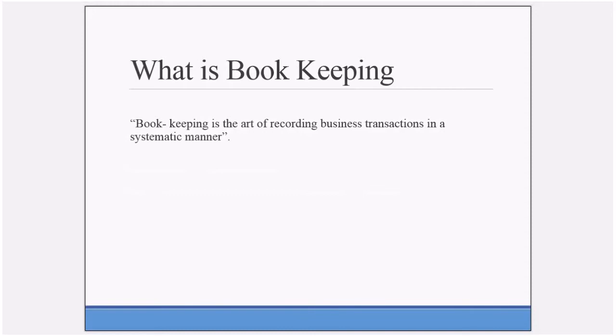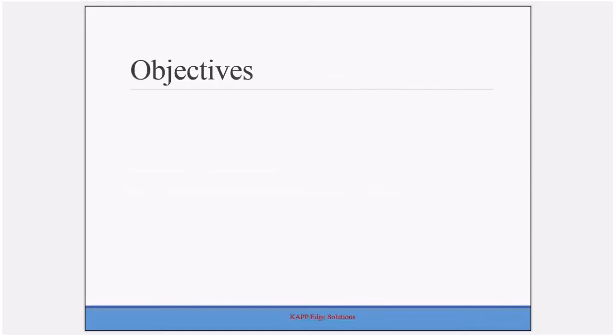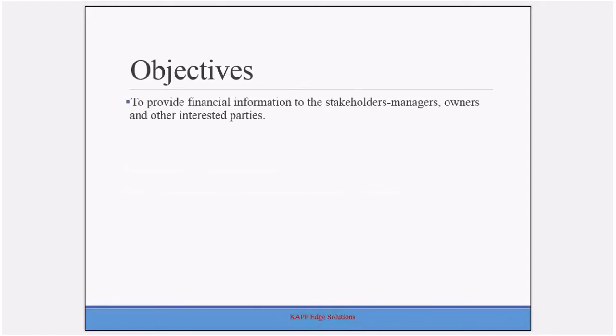Let's move to the next topic, which is the objective of having accounting. The most important purpose of accounting is to provide financial information to the stakeholders, to the managers, owners, and all interested parties who can be directly or indirectly interested in the business, to keep a systematic record. Anything which is not being maintained in a systematic form has no use. So accounting makes sure that records are being maintained in a proper manner.